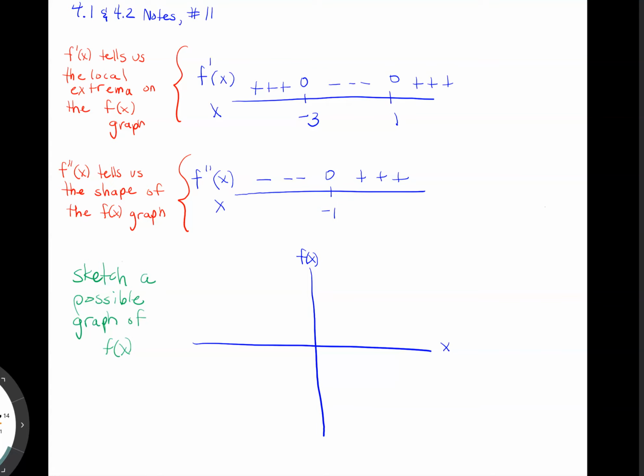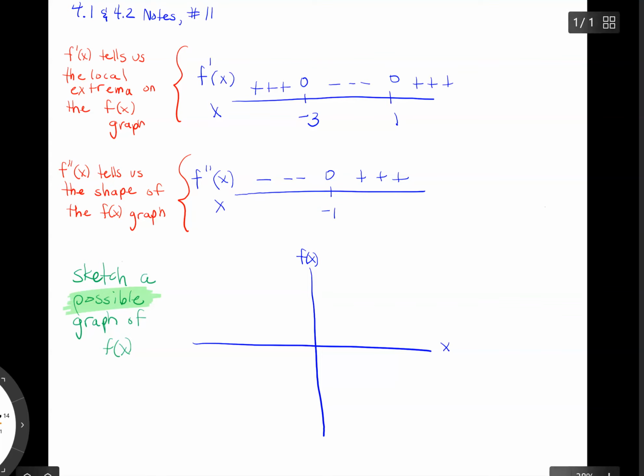This is the second part of question 11 in the 4.1, 4.2 notes. In question 11, we were originally given the graph of f prime, and we had to read information off that graph to create the f prime sign chart and the f double prime sign chart. So now we're going to use those sign charts to create a possible sketch of the original f of x function. It's a possible sketch.